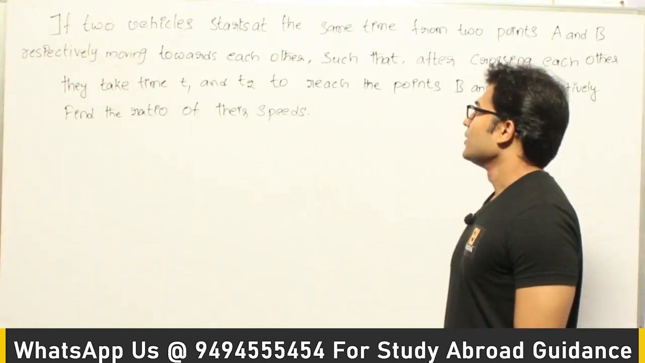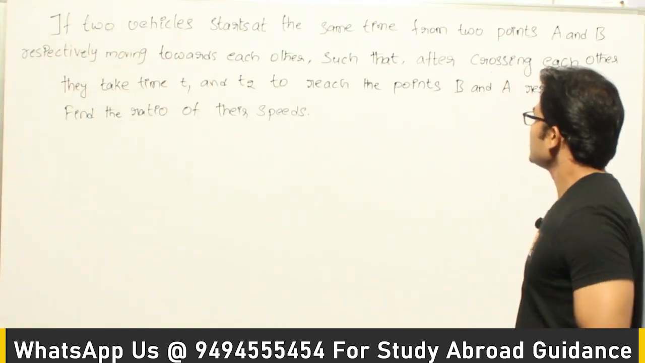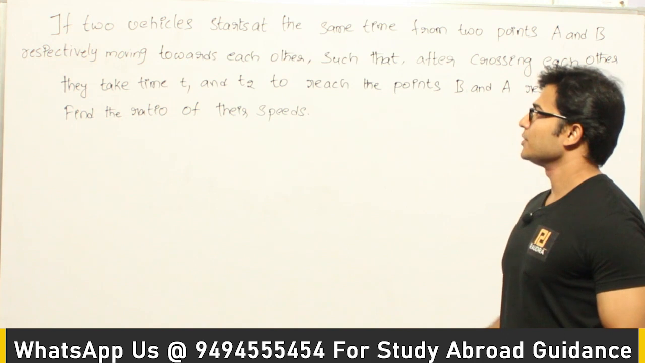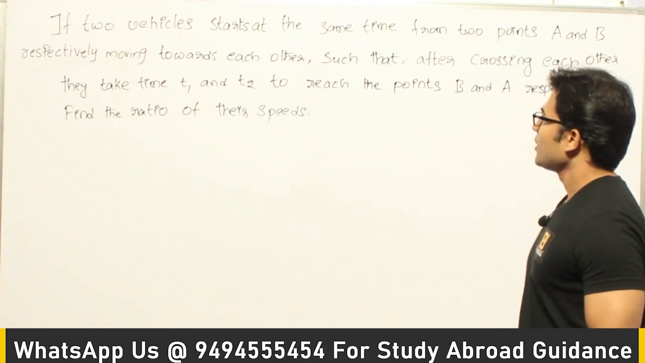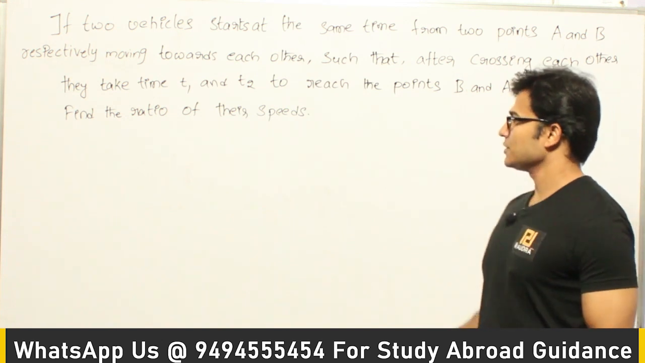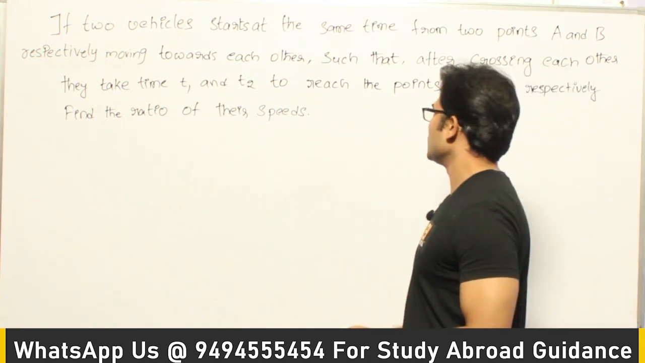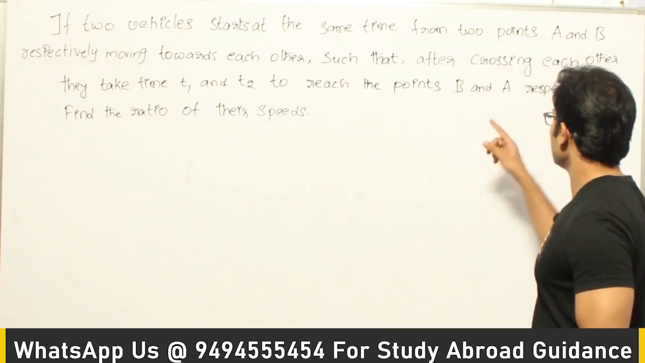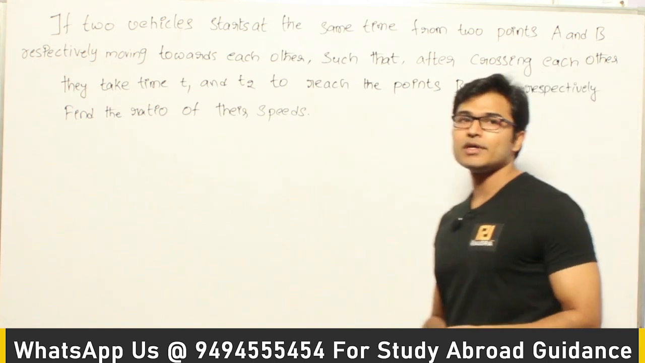Let's say this. If two vehicles start at the same time from two points A and B respectively, moving towards each other such that after crossing each other they take time t1 and t2 to reach the points B and A respectively, find the ratio of their speeds.